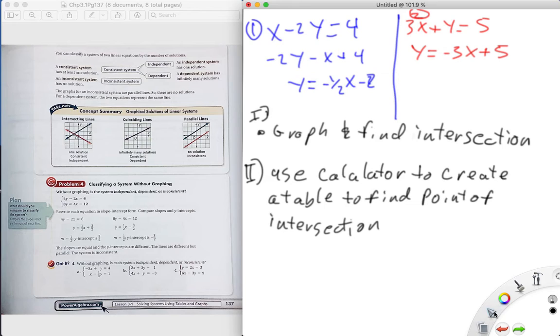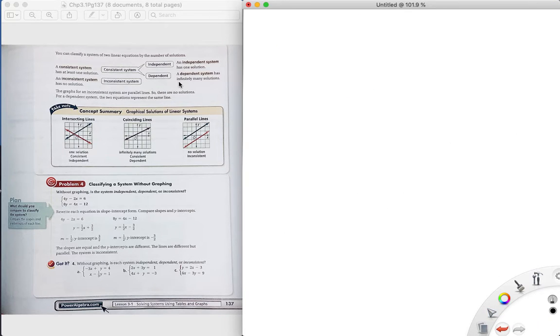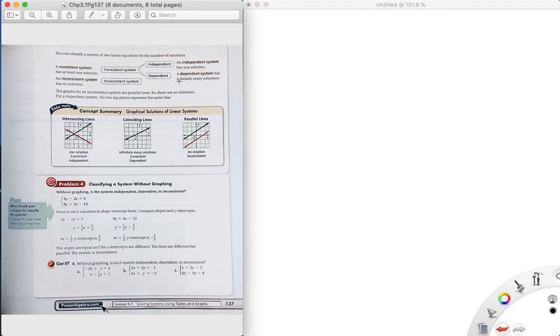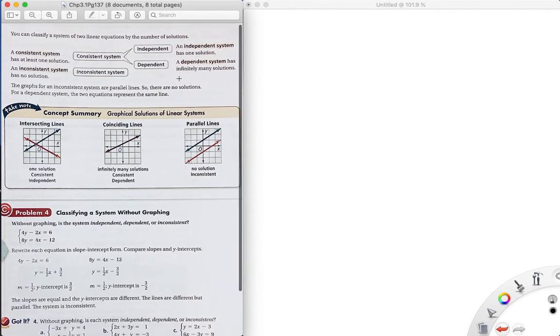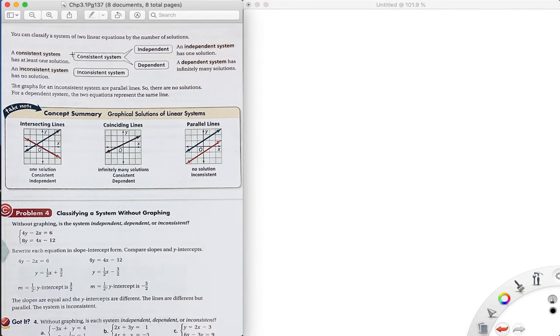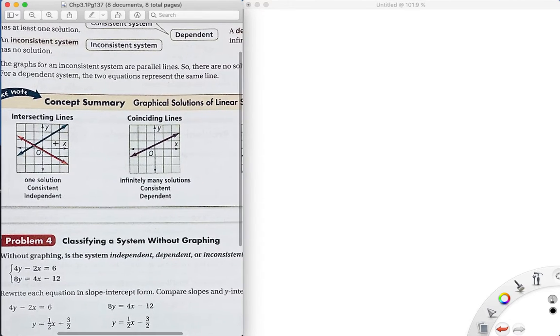Alright, so definitions. Consistent. When you have a consistent system, you have at least one solution. Of those consistent systems, we can have two types of subsets of consistency. We have an independent system where it has one solution, and a dependent system where it has infinitely many. So we have the first two graphs here.